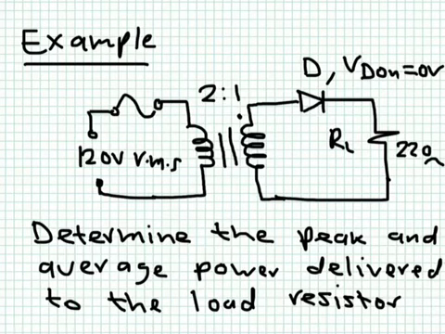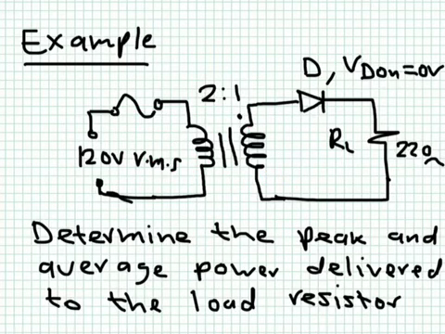Okay, let's take a look at an example here. This resembles more of an actual circuit. We have a transformer here, and this transformer is connected from one side to the supply voltage, the outlet voltage, which is 120 volts RMS, and this transformer is 2 to 1.